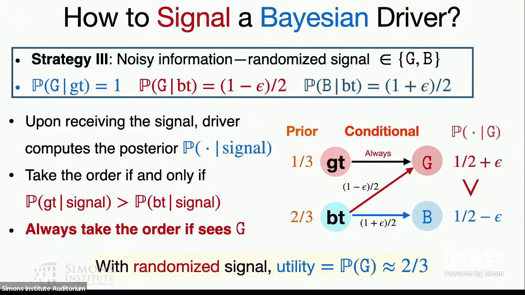Then with this signaling scheme, the utility is equal to the probability that a signal G shows up in the system, which is about 1/3, about 2/3.